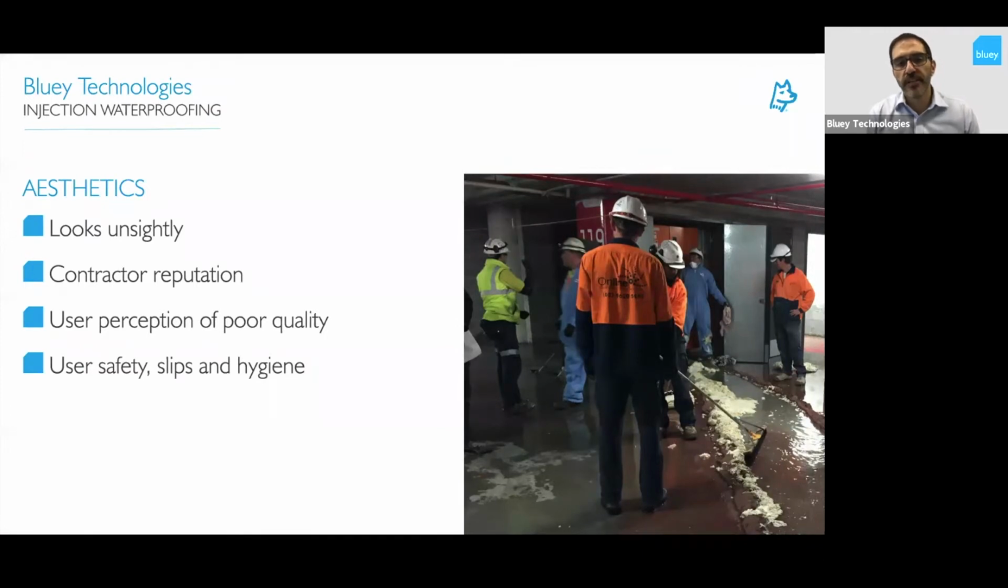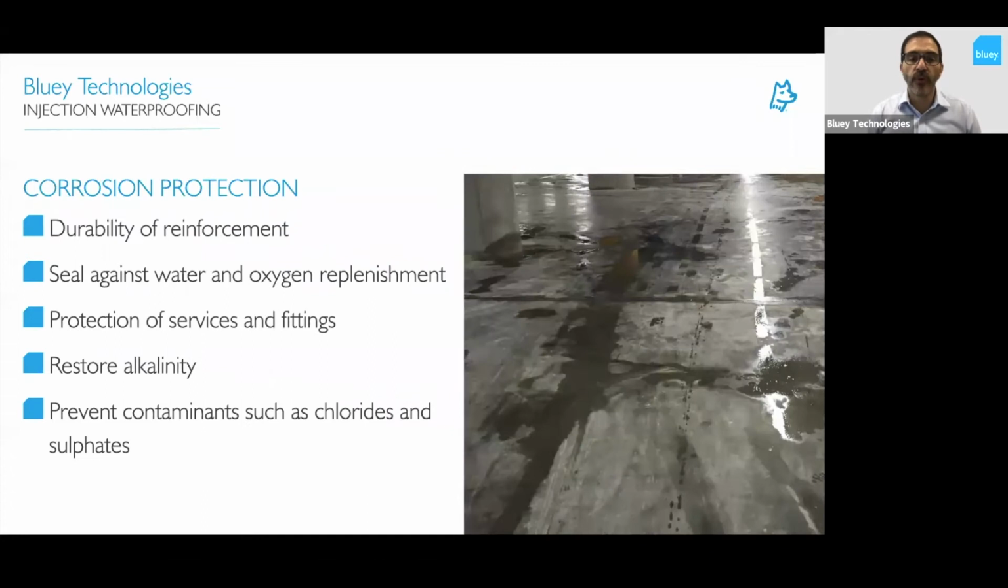The first is for aesthetics. So it looks unsightly. The contractor reputation is on the line. There's a poor perception by the users that maybe the quality of the structure isn't good. And there's also safety and slipping issues and other things that need to be rectified. So this is more about the aesthetics of the building rather than anything else. And usually a really good reason to repair concrete, but may require different methods to if you were looking at corrosion protection, which is the second reason why you would repair concrete.